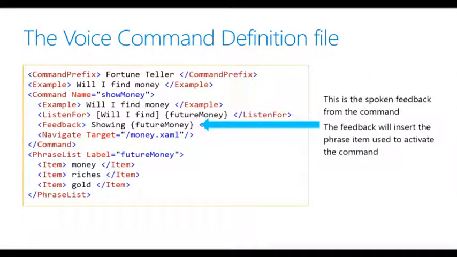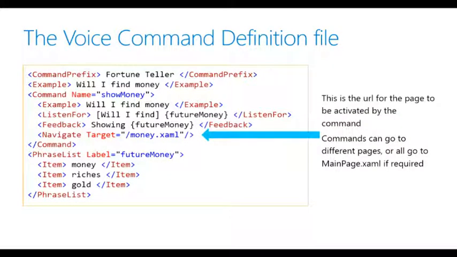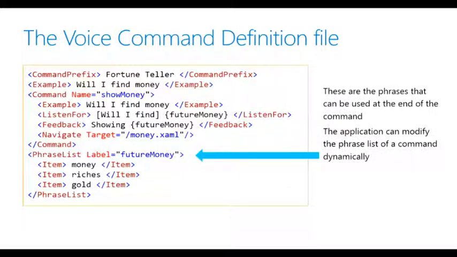Then there's some feedback. The system will talk back to you to say that it recognizes what you've asked it. So this is what it will say back to you. And then you've got a navigate target. This is the page in your app where it is going to navigate to. So you can actually have different voice commands launching to different pages. And like I said, this is the phrase list which you can use to introduce variable content into a voice command.